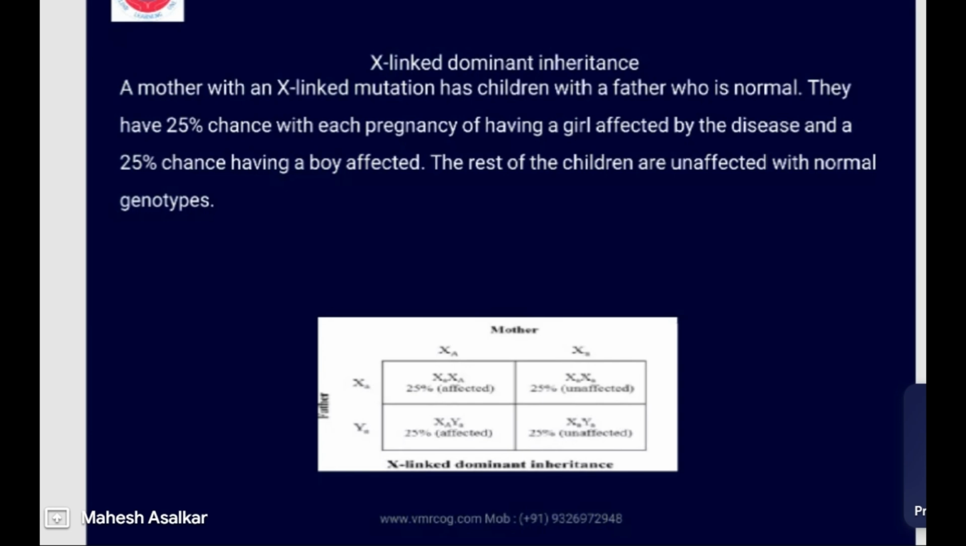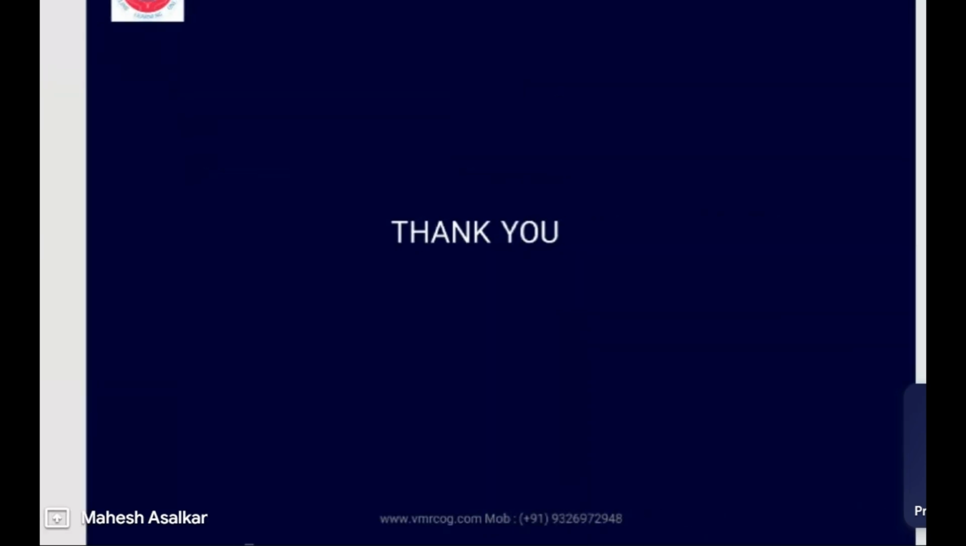There is a 25% chance with each pregnancy of having a girl affected by the disease and a 25% chance of a boy affected. The rest of the children are unaffected. So this is how you put the Punnett square and calculate the risk. That finishes the topic of Punnett square. Thank you.